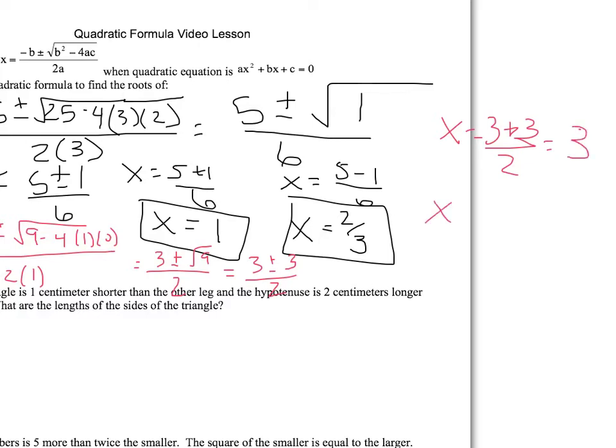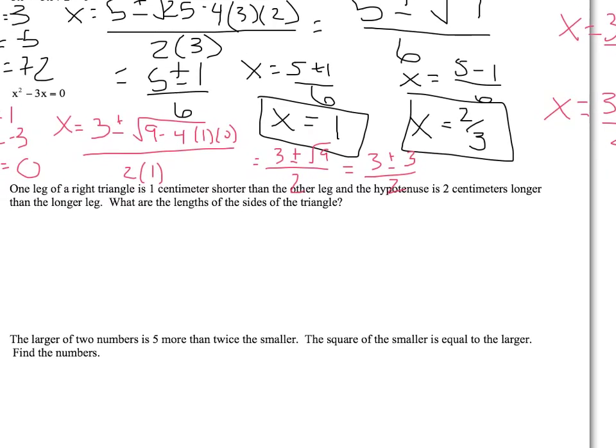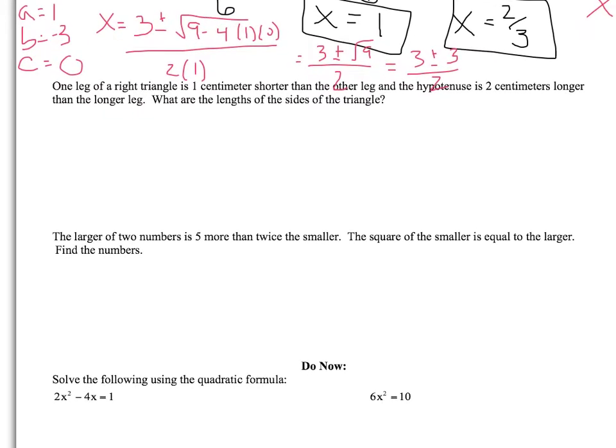And then we would also have x equals 3 minus 3 over 2, which is 0 over 2, which is just a 0. Now these two problems actually worked out very well. We got nice numbers. That does not always happen. Let's look at our word problem now. We have a couple word problems.